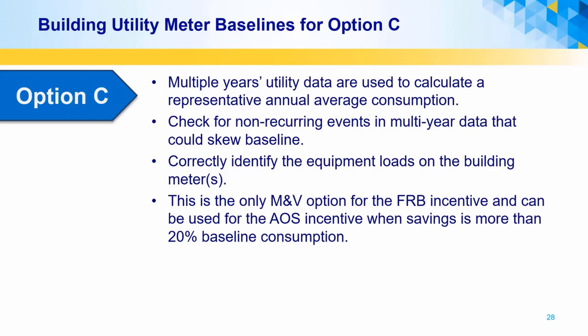Another key baseline consideration is to correctly identify actual equipment loads on the building meter. I've seen cases where there were loads from adjacent buildings that did not belong to the PHA, which were connected to a PHA meter.